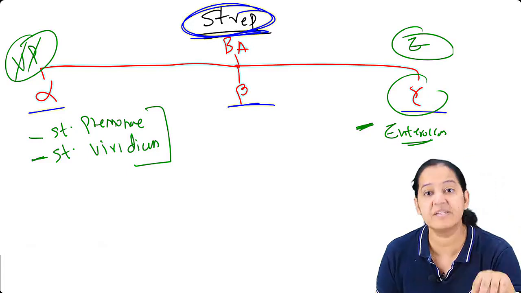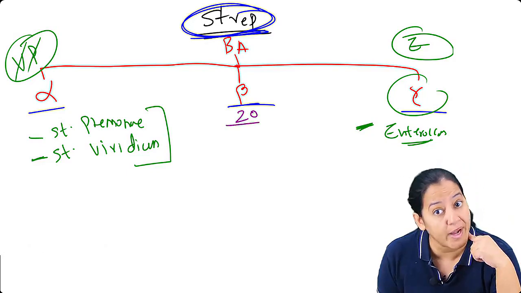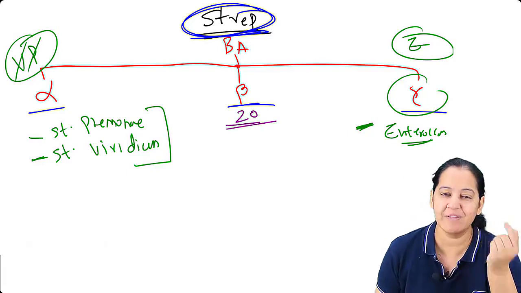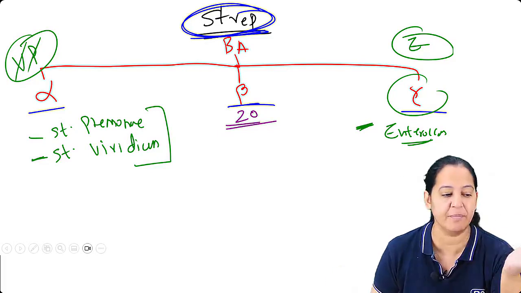Beta is of 20 types. Yes, you heard me correctly, it is of 20 types. You will say, ma'am, what is the basis of classification? What is the difference in all these 20? There may be some difference between them.